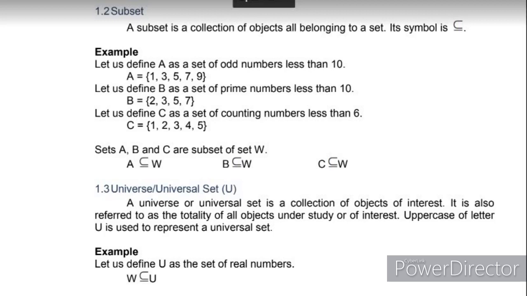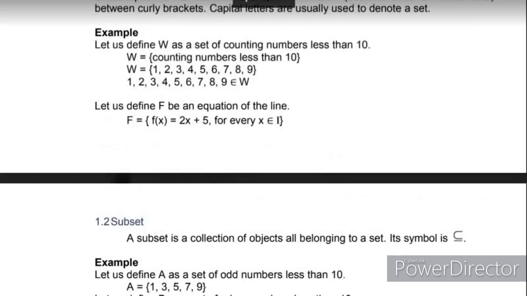Next, sets A, B, and C are subsets of set W. And to write that, we will write capital letter A, the subset sign, capital letter W. For the next one, we'll write capital letter B, the subset sign, capital letter W. So next is capital letter C, subset, capital letter W. Because all elements of set A or set B or set C are in the elements of set W. That's why we call them the subsets of set W.